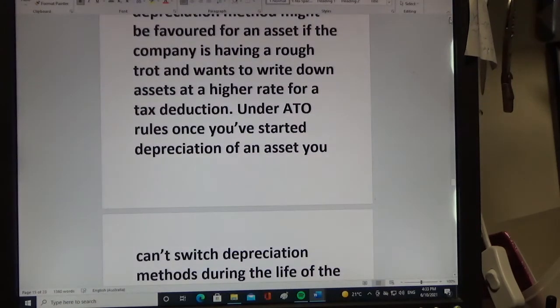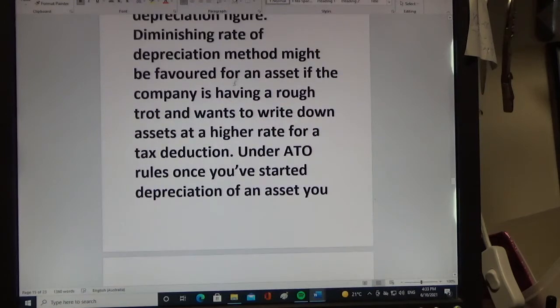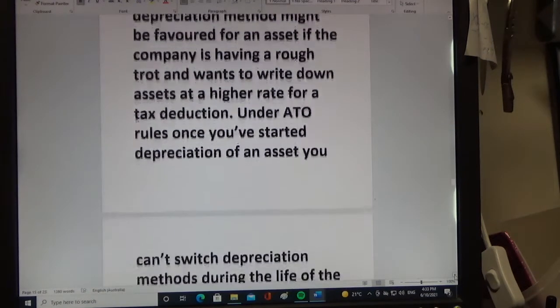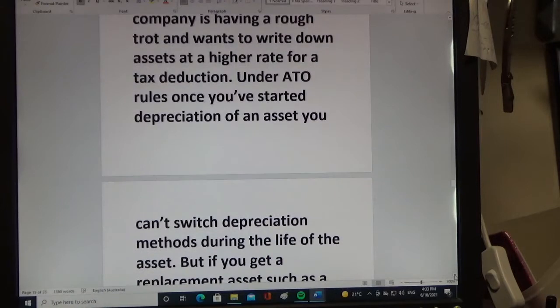Also, the depreciation method might be favoured if the company was having a rough trot in a period and wanted to write down the asset quicker at the start of the period, if the economy was in a bit of a slump. But once you start depreciating an asset, you have to select either one or the other. You can't just change depreciation methods halfway through.